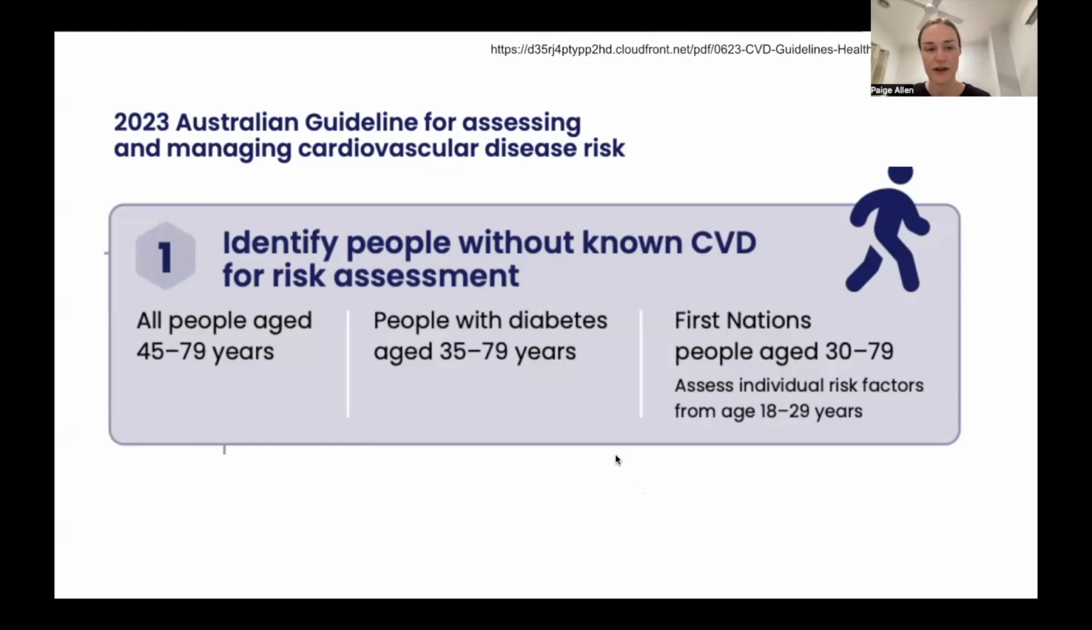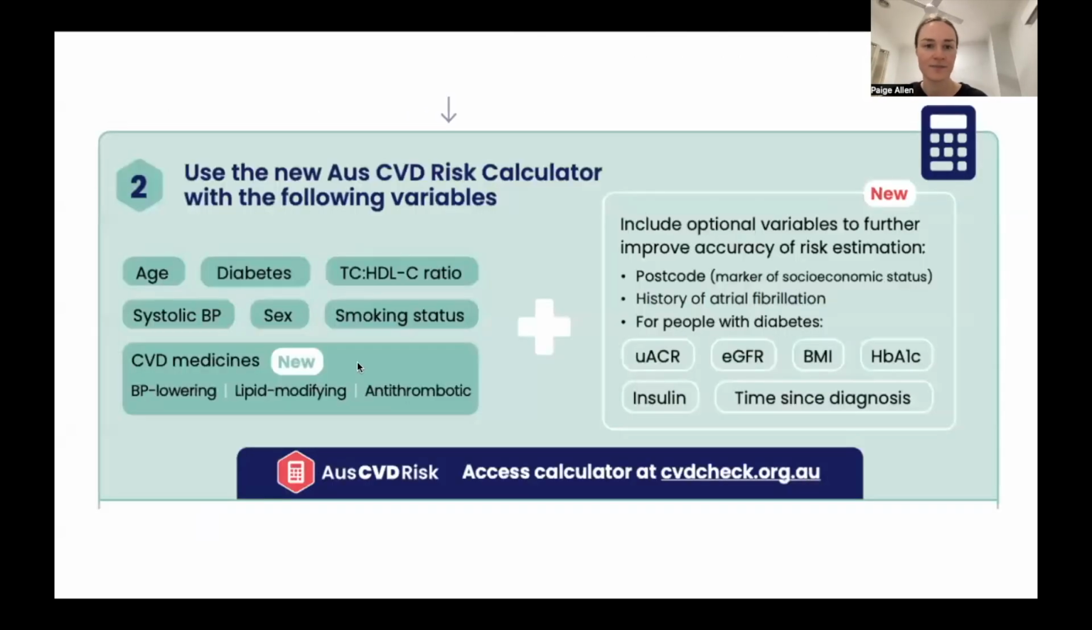The way that you do the screening is based off of age and other comorbidities, or if someone is Aboriginal or Torres Strait Islander. So you go based off of that. And then the next part is that you put in all these different variables. So you'll put in their age, their systolic blood pressure, if they're on any meds, all that kind of stuff, if they smoke, and then if they have any other factors that you need to include, if they're diabetic, mostly these ones. Cool thing is it also includes their postcode now.